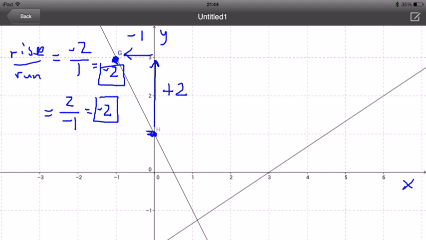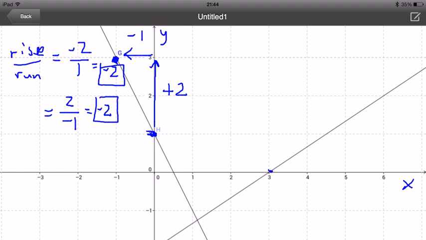So you see that either way we define it, G is the first point or H is the first point, we still end up with the same gradient, which is negative 2. Either you put negative 2 over 1 or 2 over negative 1, but either way you still get negative 2, right?